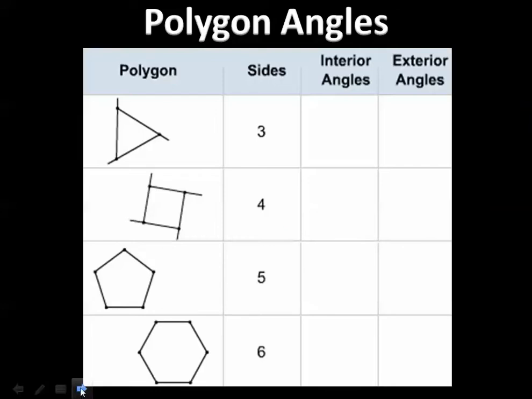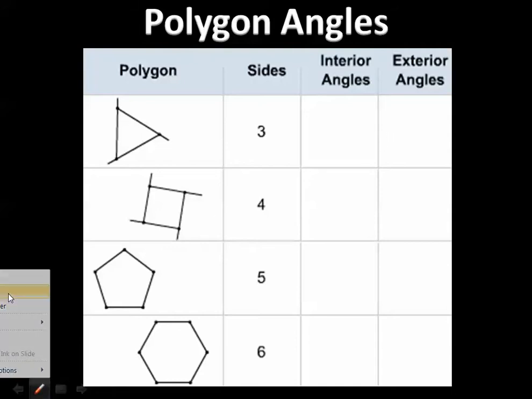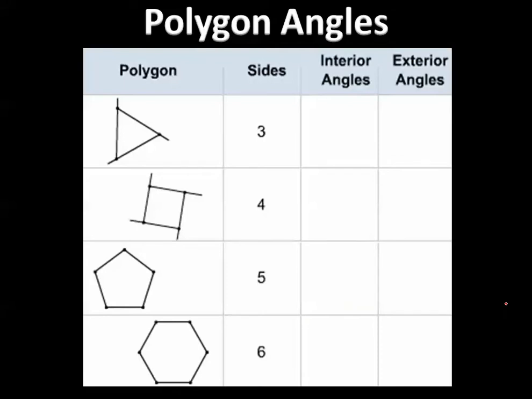And what we're going to do now is try to figure out how many interior angles each polygon has and how many exterior angles. Let me get my pen going here. We can see that a triangle, of course, has 3 sides, and it has 3 interior angles. And if we look at the number of exterior angles, it goes 1, 2, 3.